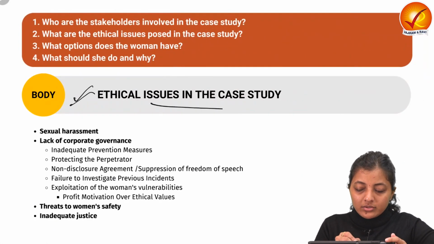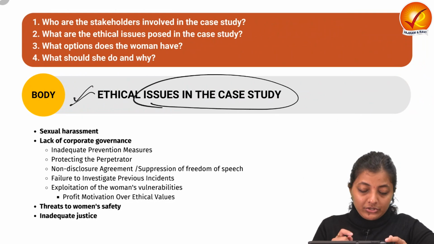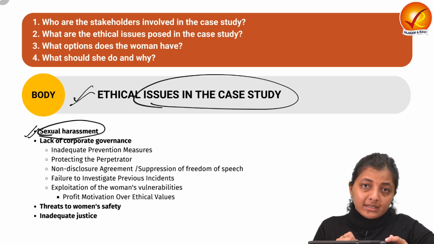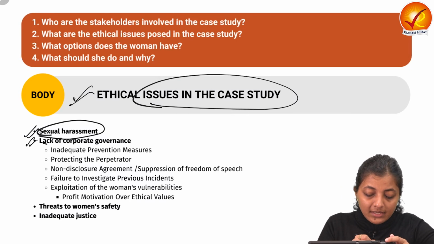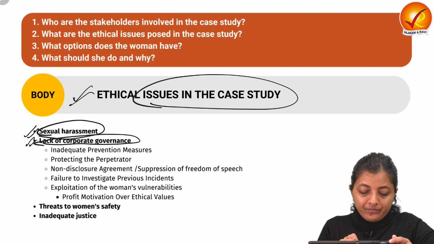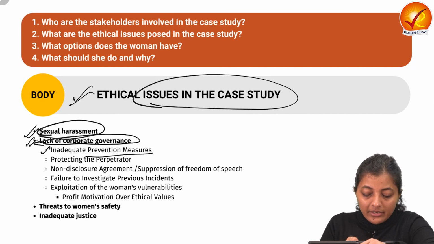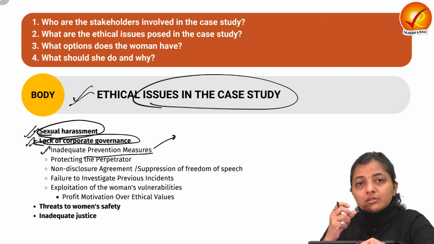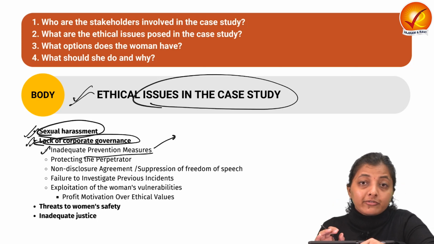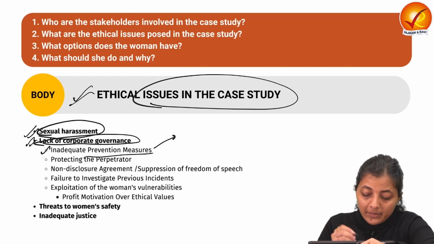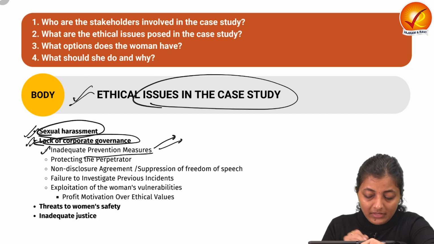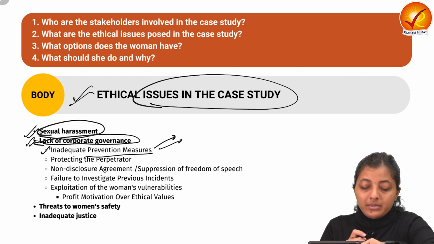Then ethical issues in the case study. What are the ethical issues? The very first thing: sexual harassment, unethical conduct or unethical behavior, has happened. Then lack of corporate governance. The very first thing is inadequate preventive measures. That company has the responsibility, the onus, to make that place safe and secure for women and for all the employees, but they missed on that. There were inadequate preventive measures, so this incident should not have happened.